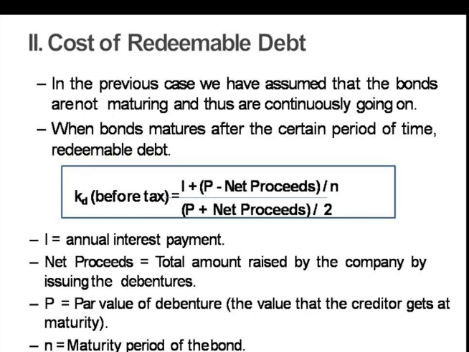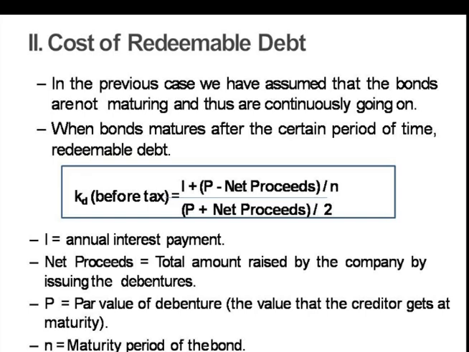In the previous case we assumed that the bonds are not maturing and thus are continuously going on. But when bonds mature after a certain period of time, it amounts to redeemable debt. In that case the formula would be a bit different. KD is equal to I plus (par value minus net proceed) divided by N, further divided by the average of par and net proceed, or (P plus net proceed) divided by 2.